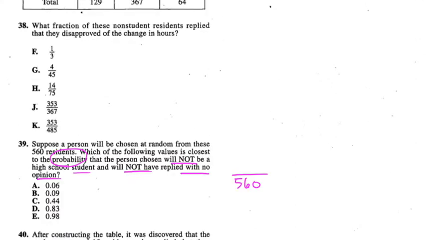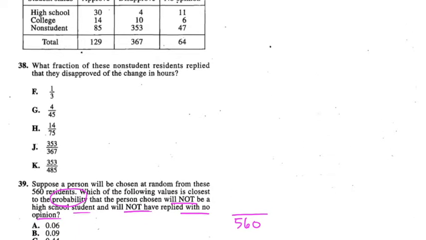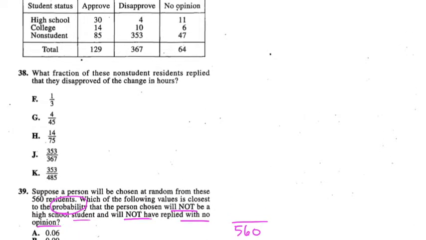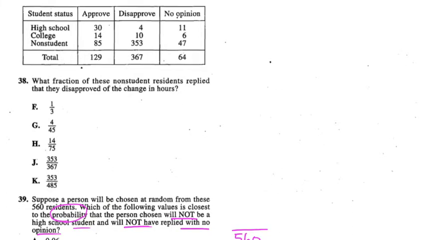Out of the 560 people who were surveyed, we want the probability that the person chosen will not be a high school student. We want to take into account only the college and non-students, so these numbers here, and will not have replied with no opinion, which means we're working with only these numbers here. We're excluding the ones with no opinion.